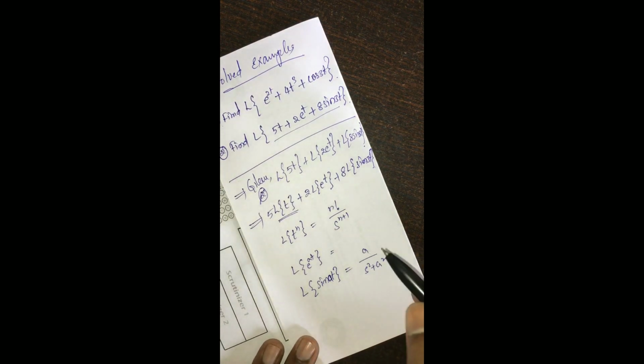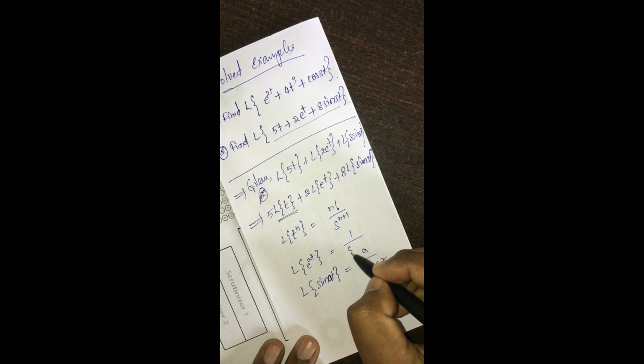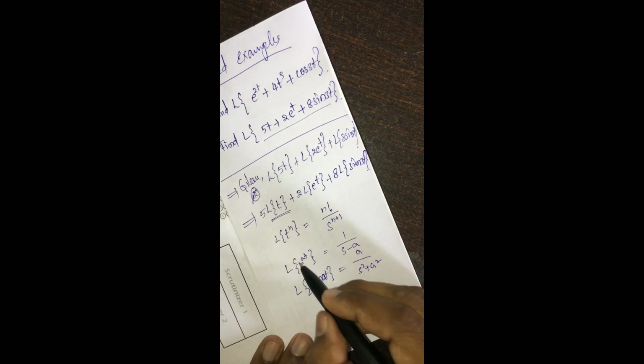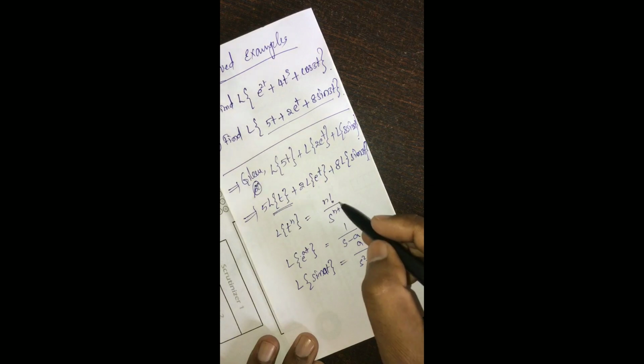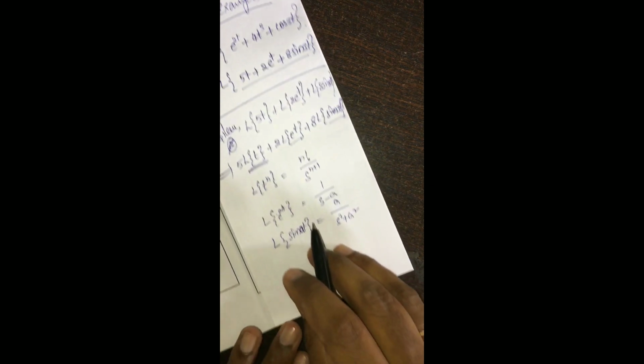మరి లాప్లాస్ ట్రాన్స్ఫార్మ్ ఆఫ్ e టు ది పవర్ ఆఫ్ t at ఎంత? 1 by s మైనస్ a. ఓకే, ఒకవేళ ఇక్కడ మైనస్ ఉంటే ఇక్కడ ప్లస్ రాయాలి. సో దీస్ 3 ఫార్ములాస్ యూజ్ చేసుకొని దీని వాల్యూ రాస్తే ఆన్సర్ అయిపోతుంది.